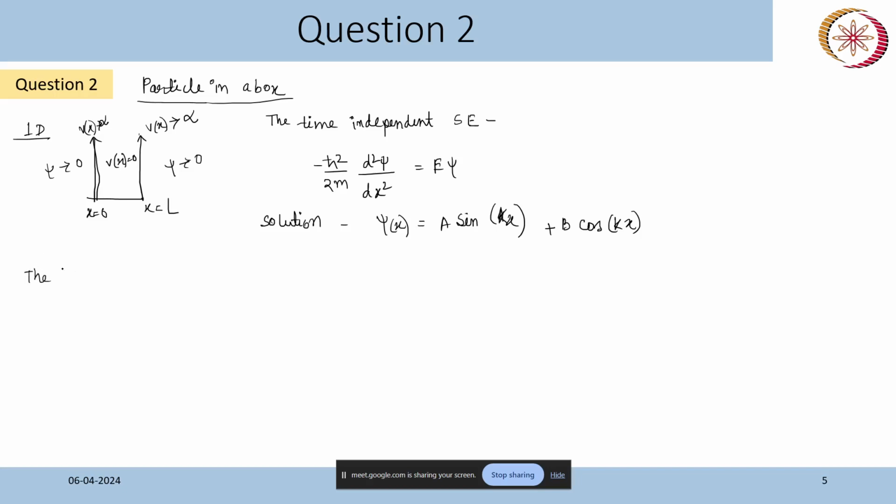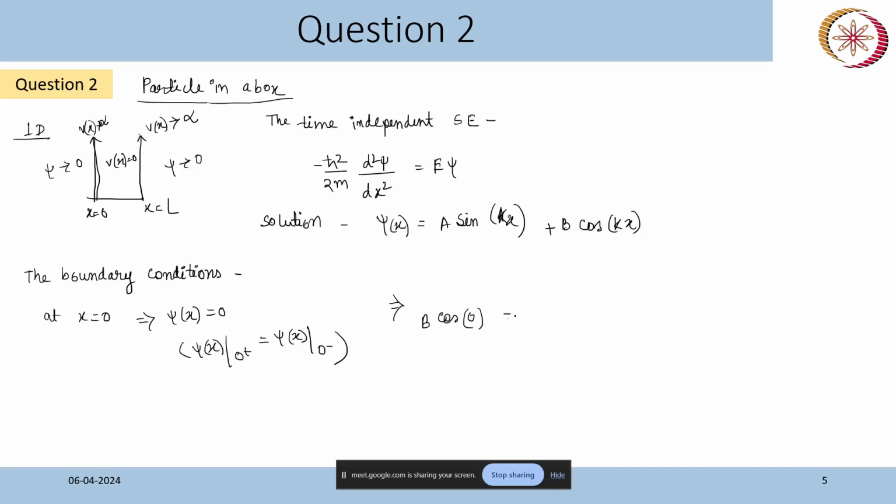So the boundary conditions are: at x equal to 0, our psi x should be 0. That means psi x at 0 plus should be equal to psi x at 0 minus. So we will put x equal to 0 in this equation, so this will be b of cos 0 equal to 0. So b equal to 0.